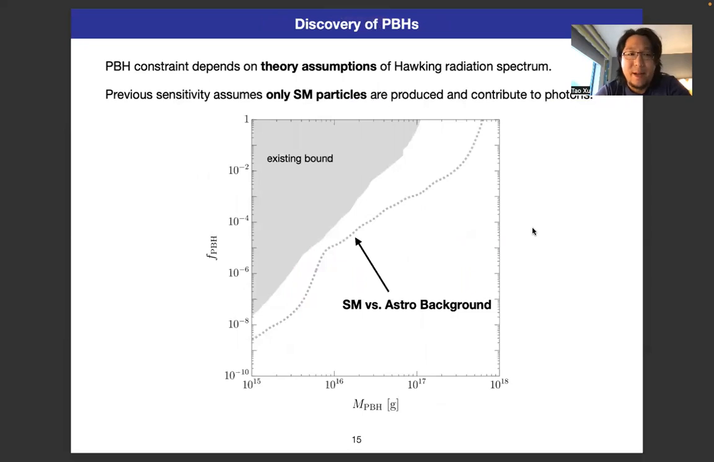So what can we learn from that? First, the primordial black hole constraint we set with the gamma rays depends on the theoretical assumptions of the Hawking radiation spectrum. In the previous sensitivity set by the gamma rays, they assume only standard model particles are produced and contribute to the photons. So the constraint on f_PBH, shown in this dashed gray curve, is by comparing the excess of photons coming from standard model particles versus the astrophysics background.